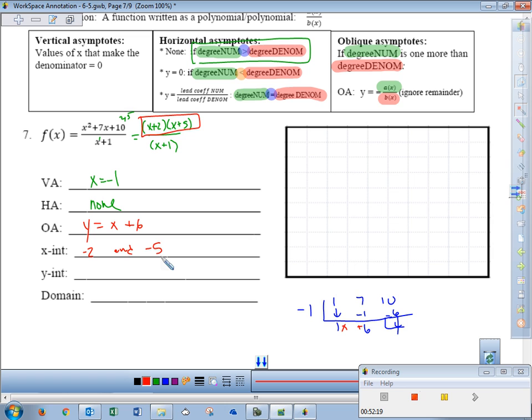Please find the y-intercept for me. Let x equal 0 in the original guy. Y-intercept of 10. Good deal. Let's graph him and see what he looks like.